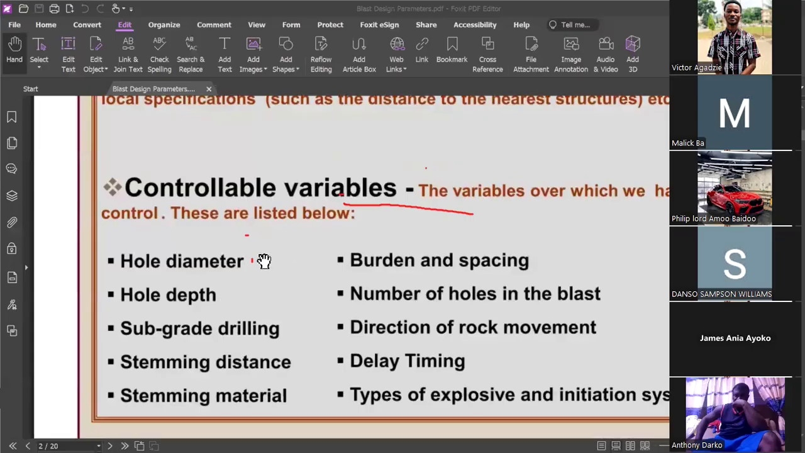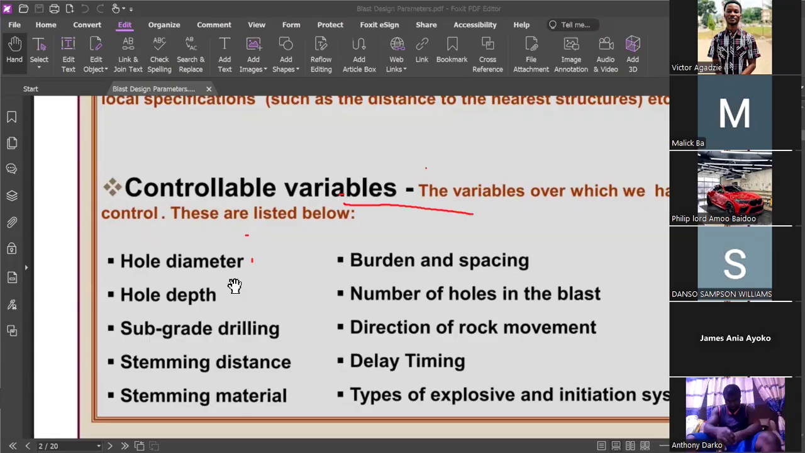Among the controllable ones, we have the hole diameter. The hole diameter will depend on the drill bits that you'll be using, the bit diameter. If you are using 165 millimeters diameter, that means the hole diameter will be 165. If you are using 115, that will be your hole diameter. The hole depth also depends on the rod, the maximum depth that your drill can drill. It will dictate the hole depth.